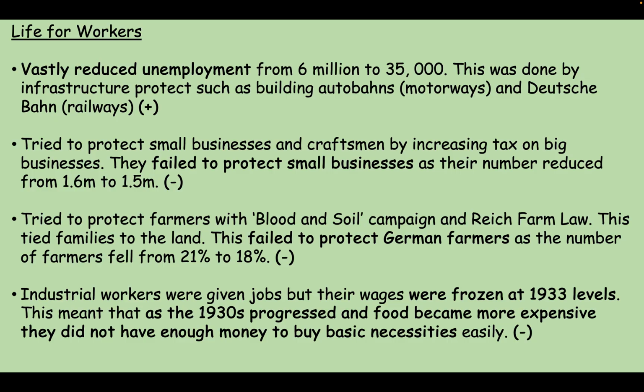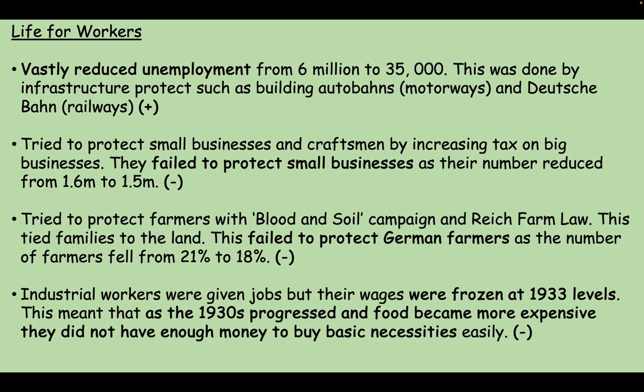So when Hitler becomes Chancellor, unemployment is at a huge record high. It's at 6 million people. It's an enormous number. Hitler vastly reduces the unemployment in Germany from 6 million to 35,000. So that is a really good thing for workers because he's getting more people into work, more people doing jobs. Doing things such as big infrastructure projects like building the autobahns, the motorways, and expanding the Deutsche Bahn, the German rail system. So that is a positive because he's getting people into work.